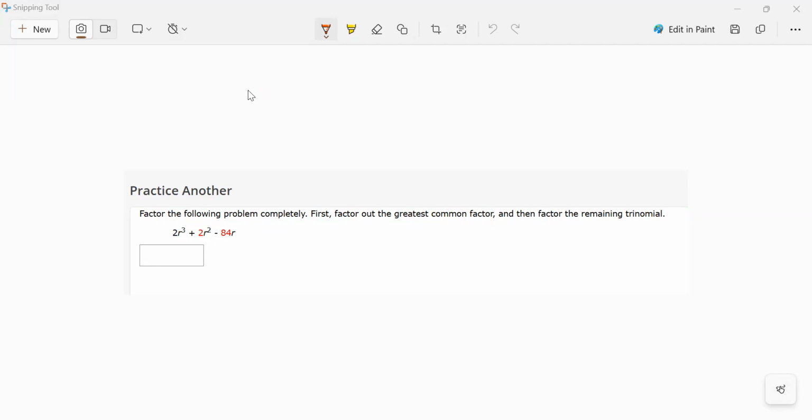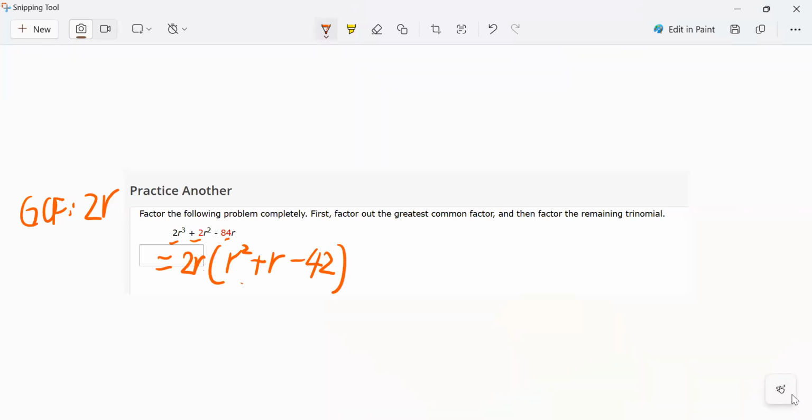So now let me just quickly go over this. We factor by GCF first. The GCF here is 2R. 2 to 84 is 2, and for R cubed, R squared, R, it will be R. Then 2R cubed over 2R is R squared, and 2R squared over 2R is R. Minus 84R over 2R is minus 42.